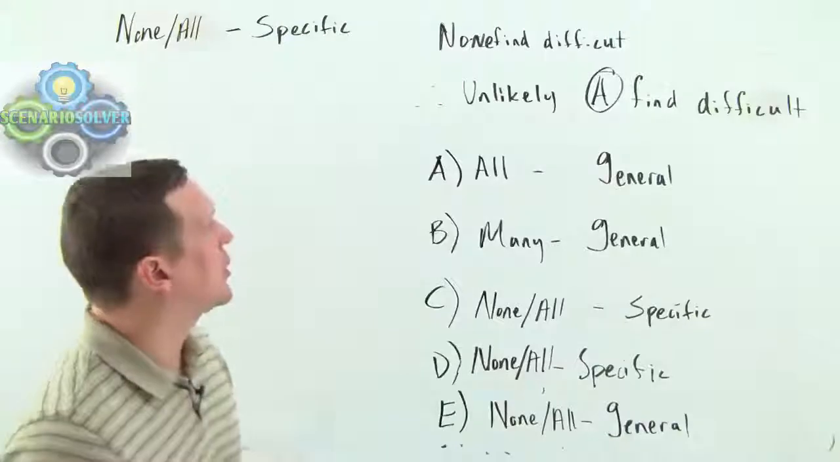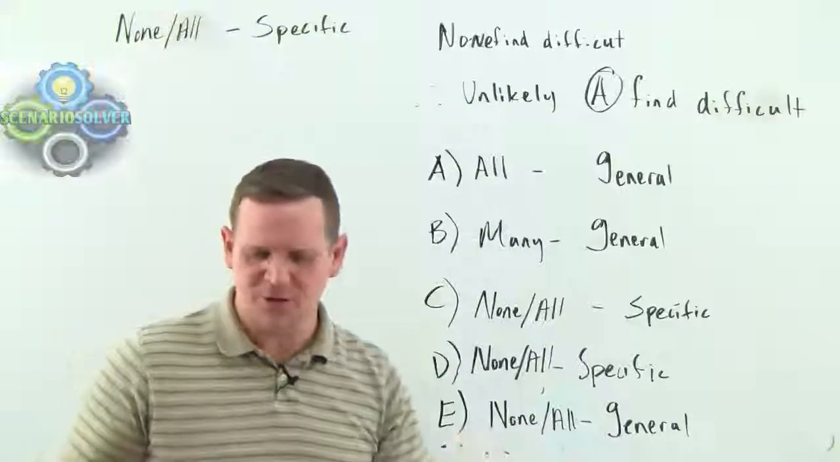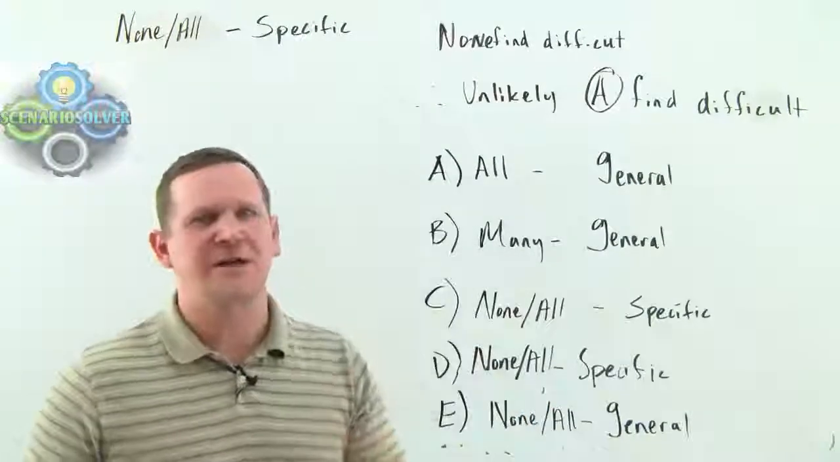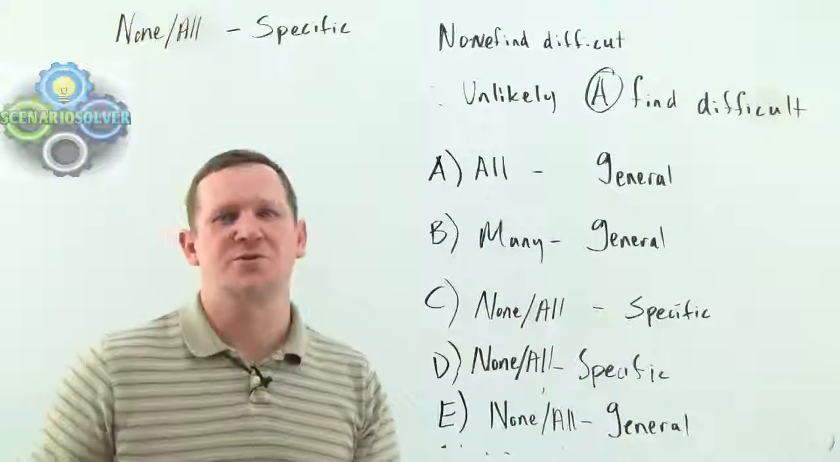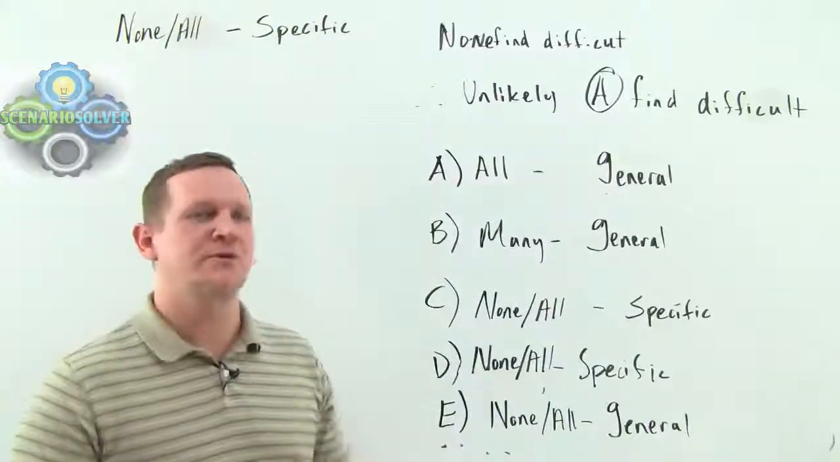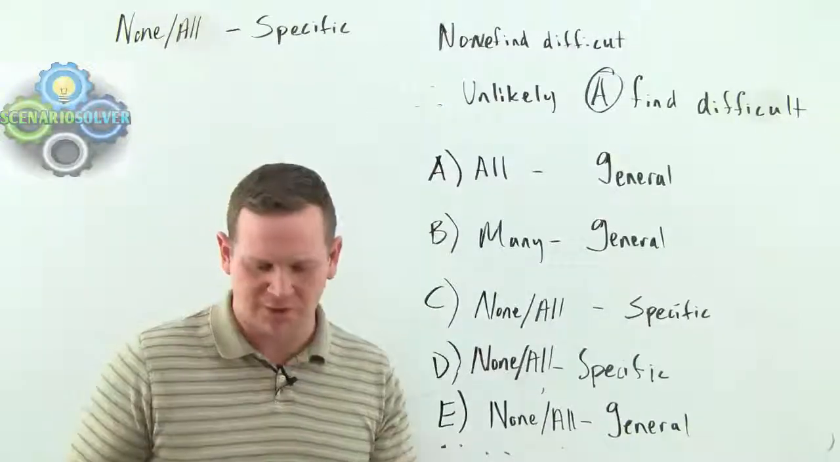And so it goes from all or none to a specific individual. Therefore, because none of these people have found it difficult, it's unlikely that this specific person is going to find it difficult, okay? So it's going from this all or none notion down to a specific person, and that's the focus of what we've got going on here.